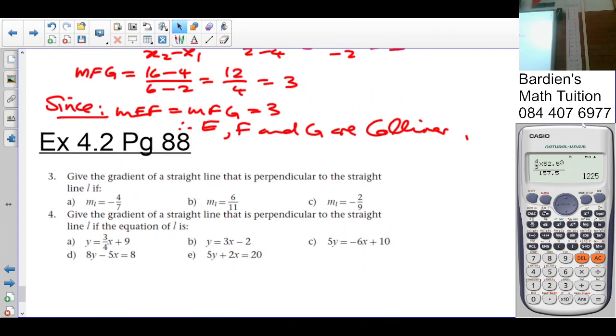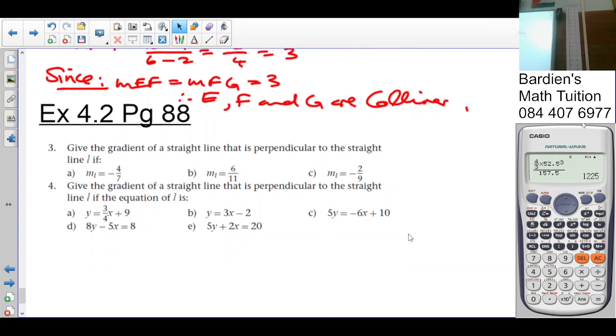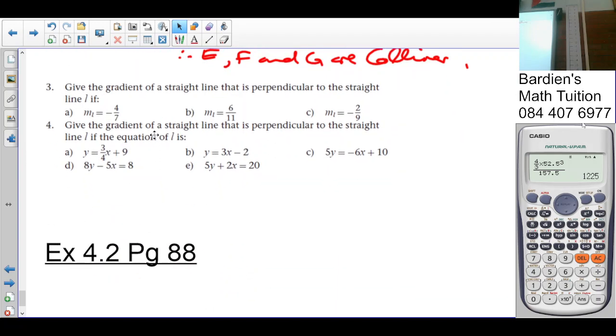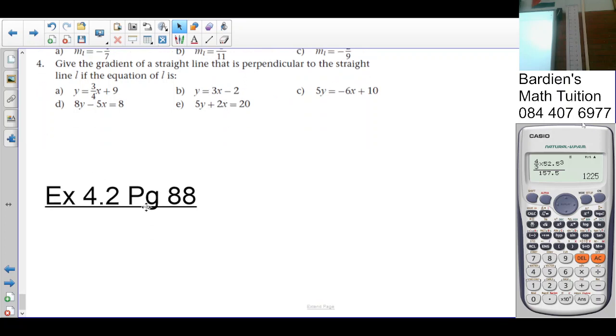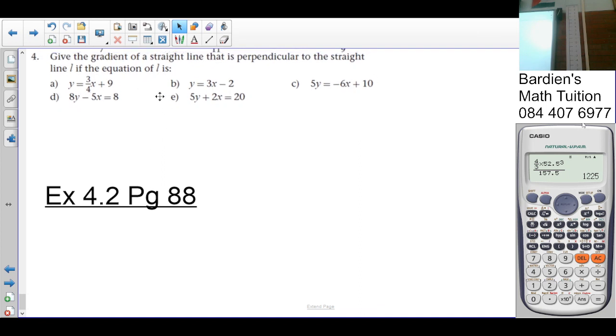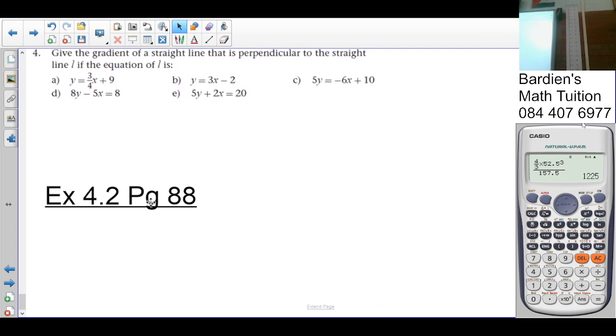Let's look at number 3. Any issues here? No problems with number 3? You say given the gradient of the straight line which are perpendicular. If it's perpendicular here, the product of the two gradients is negative 1. So if it's negative 4 over 7, what is the gradient of the second line? 7 over 4. B, negative 11 over 6. And C, 9 over 2. Is that the negative additive inverse? Okay. In number 4, we are told that the gradient of the straight line is perpendicular to the straight line in that equation. Any issues here?